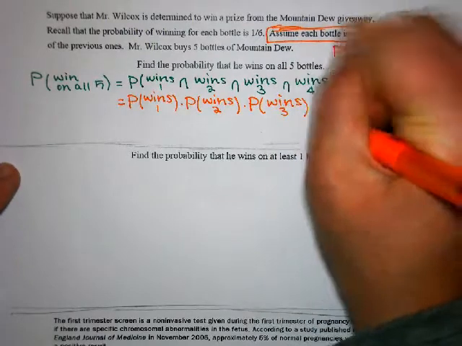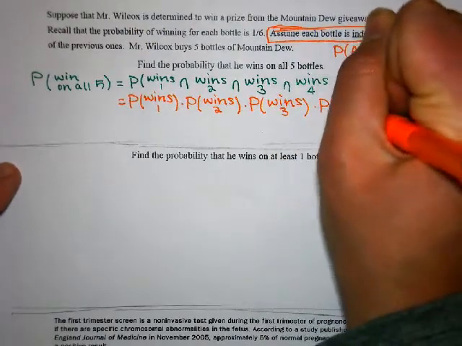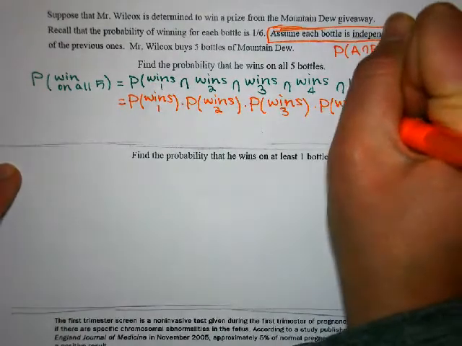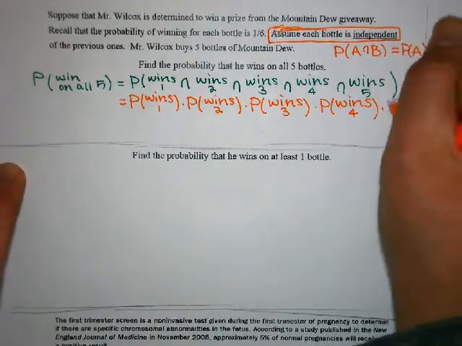Wins on the 3rd times the probability he wins on the 4th times the probability he wins on the 5th.